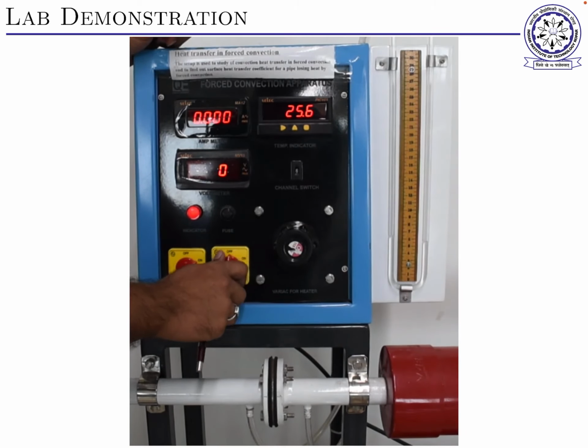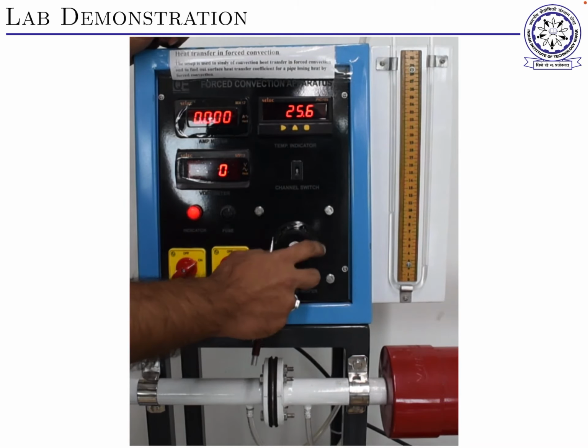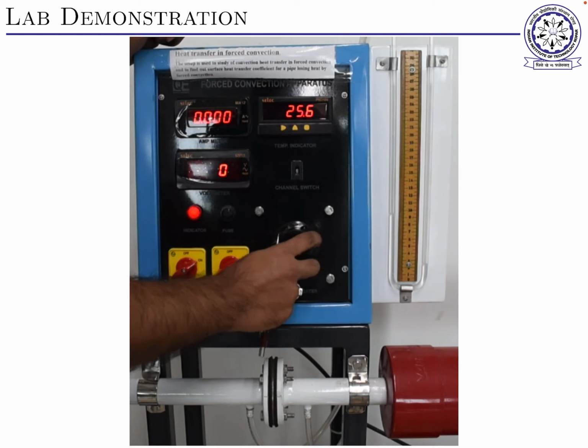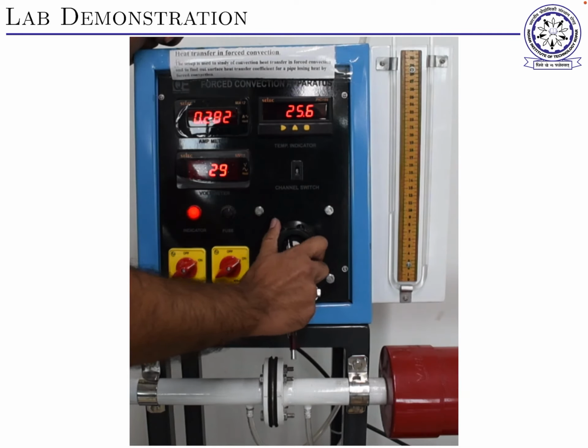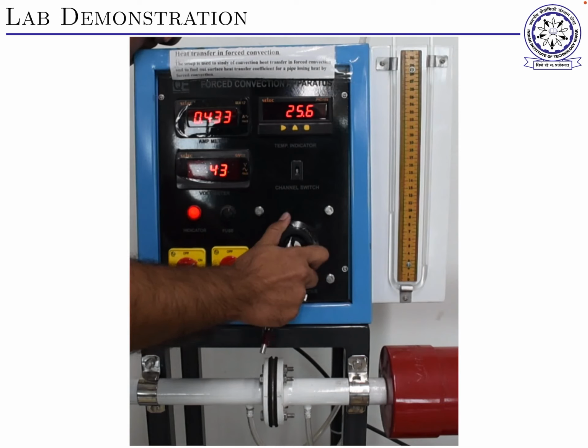Now I will switch on the blower, and now we will increase the amount of current that passes through the heater, and we will increase this voltage to a specific value slowly.